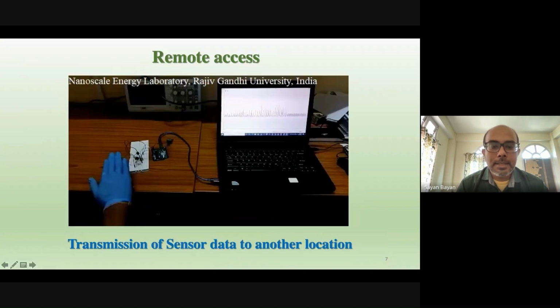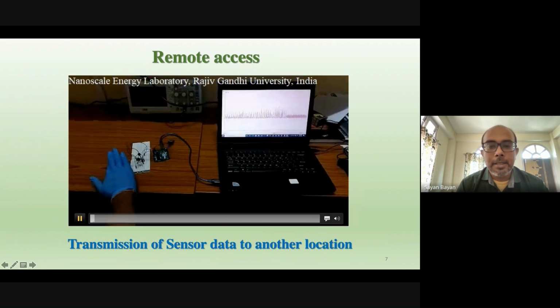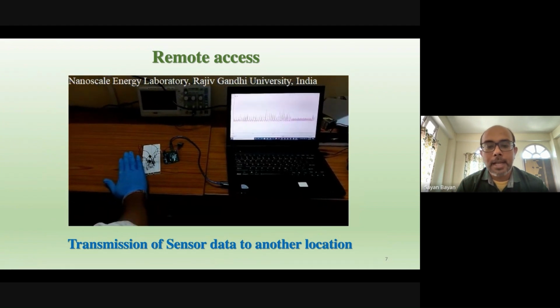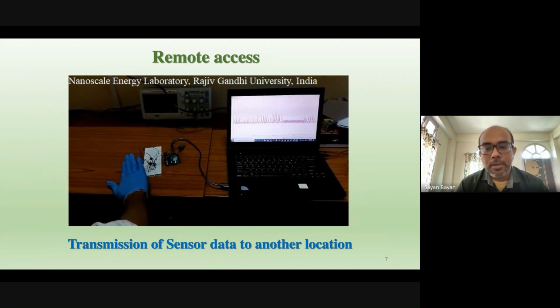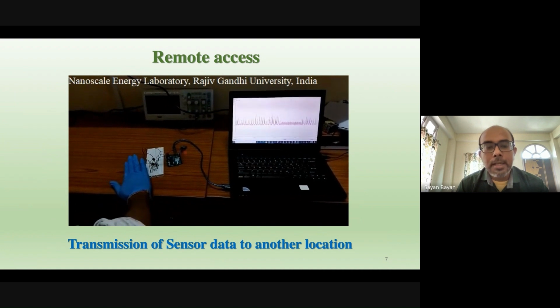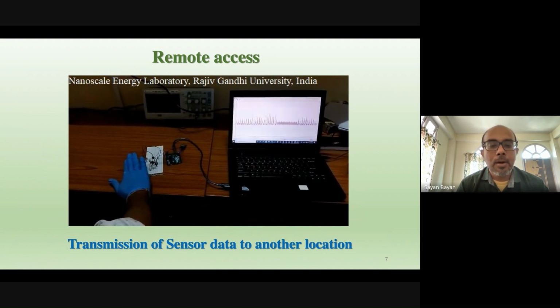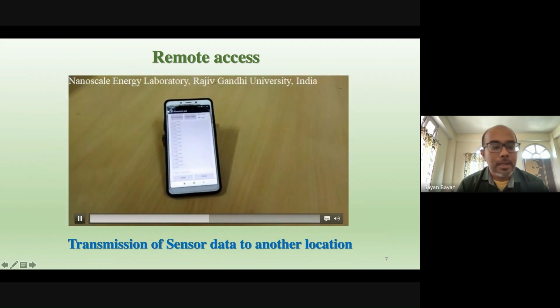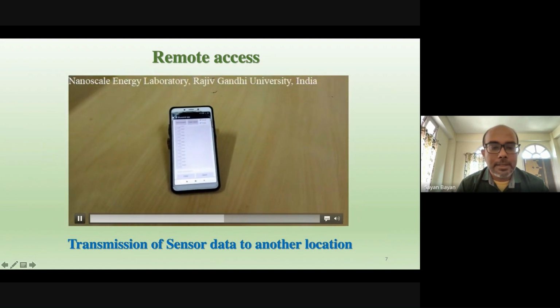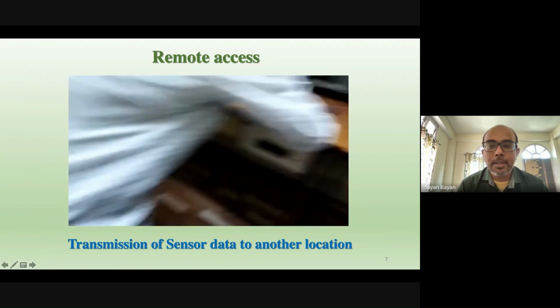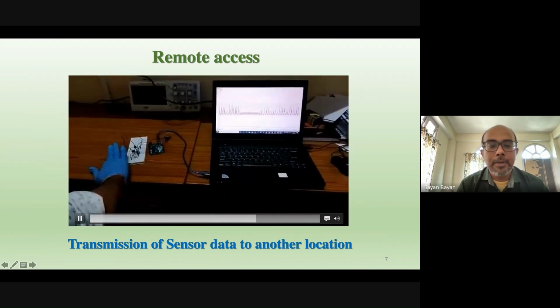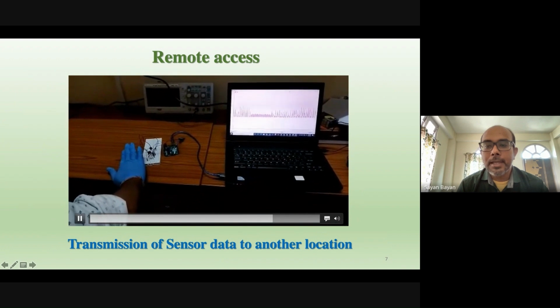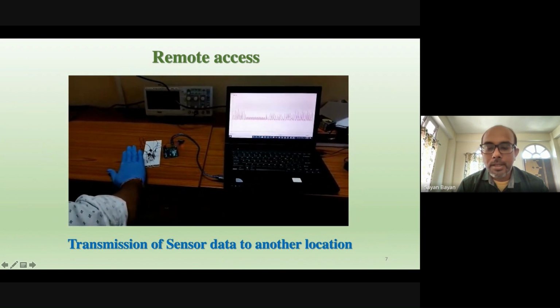Next, you can see we can also send the signal of this kind of sensor from one place to another, like the transmission of sensor data from one place to another, and that is quite easy for remote access of the data. So you can see here in the mobile, we can transmit the data which is being generated on the device here, and the output can be seen here in the laptop.